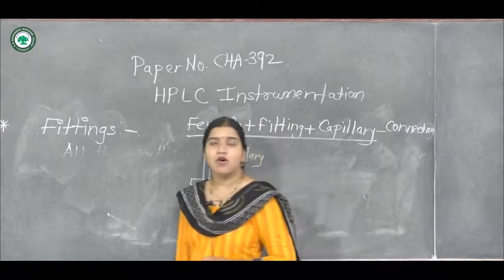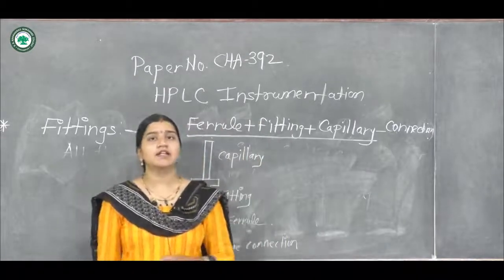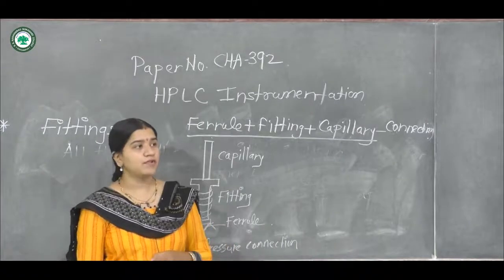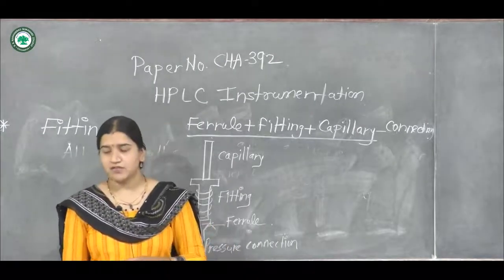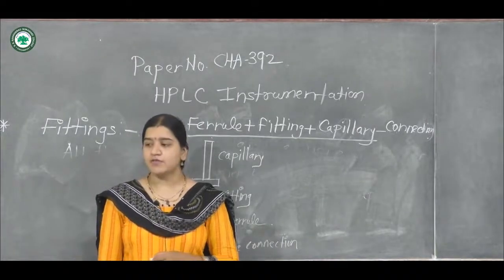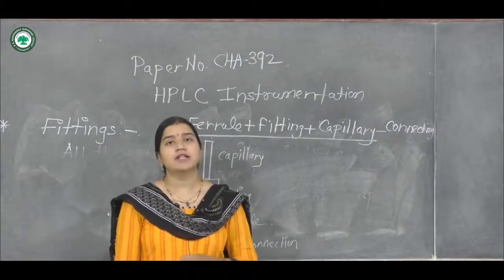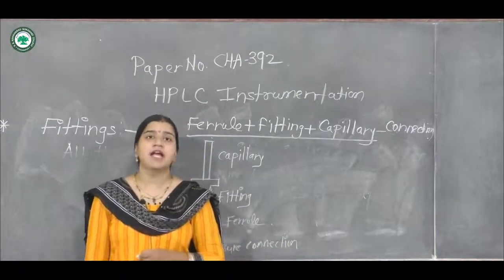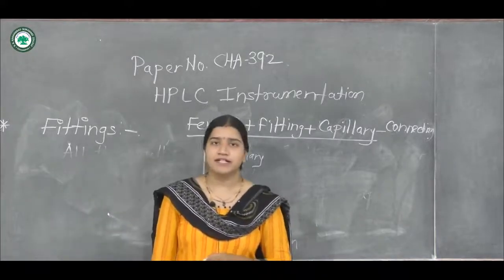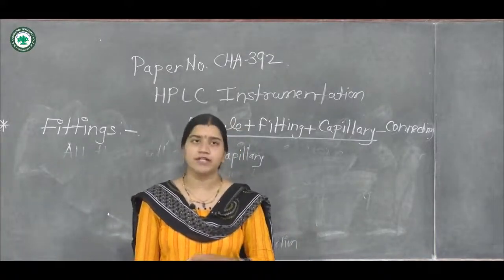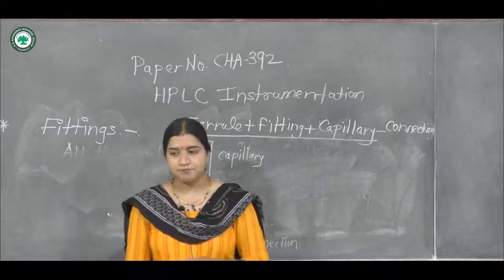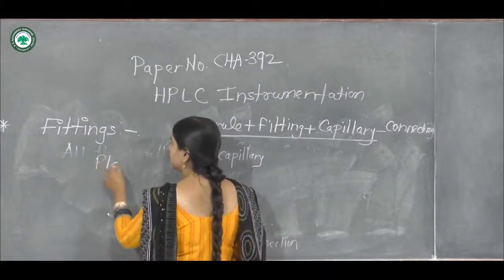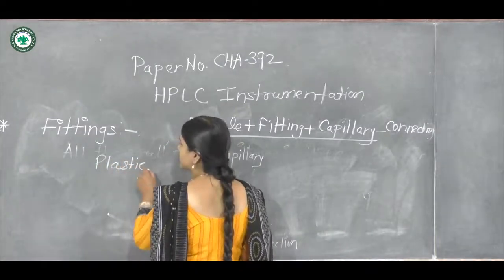Now, as we have already discussed, basically there are two types of fittings. One is the steel fittings and the other one is the plastic fitting. Every fitting is provided with a ferrule. Sometimes the ferrule is directly attached to the fitting and sometimes you can detach the ferrule from the fitting. Most of the time plastic fittings are most widely used, as compared to the steel fitting.